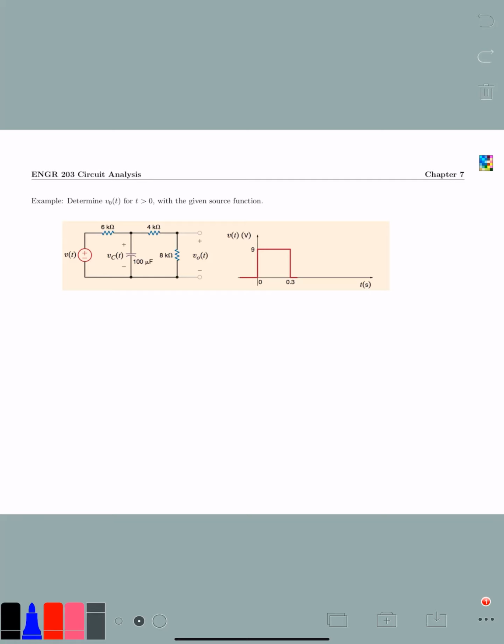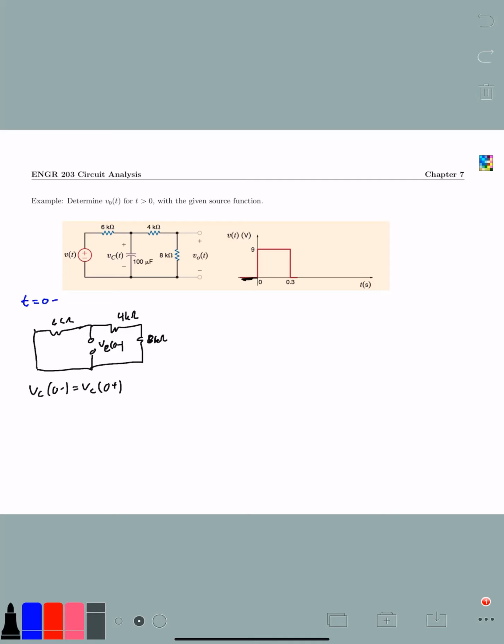Okay, so start out here our normal way. We're going to have t equals 0 minus. We draw our circuit, so it's 0 minus. The voltage there is 0. We have our 6 kilo ohm resistor. We have our capacitor, which has been in position for a long time, so it is an open. And again, we always want to find the voltage across the capacitor at 0 minus, which is the same as the voltage across the capacitor at 0 plus.